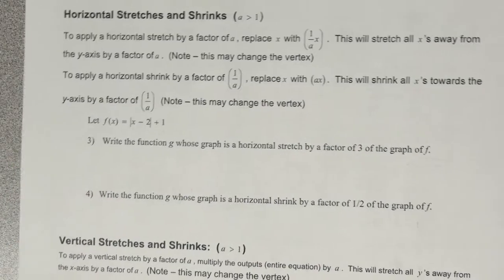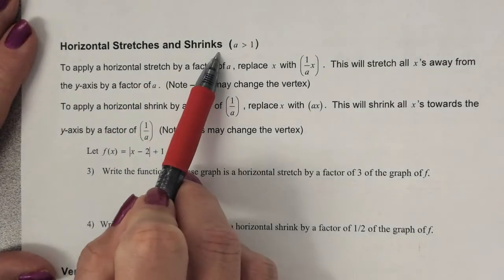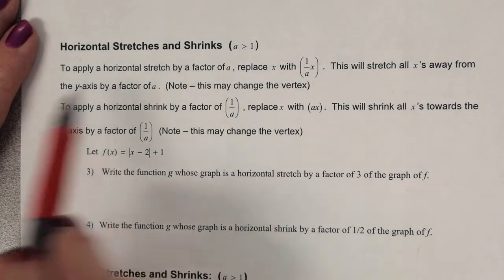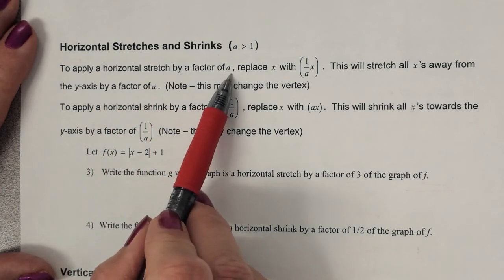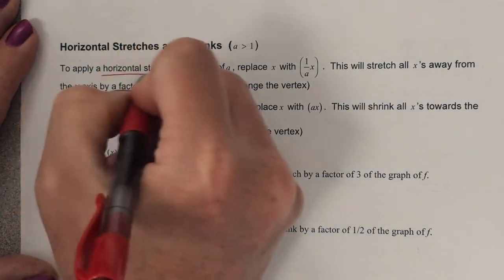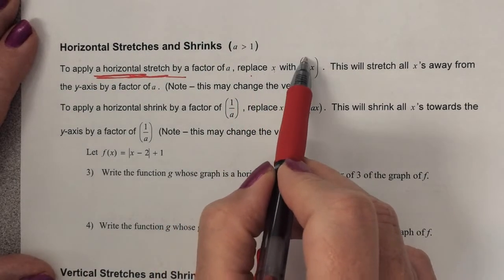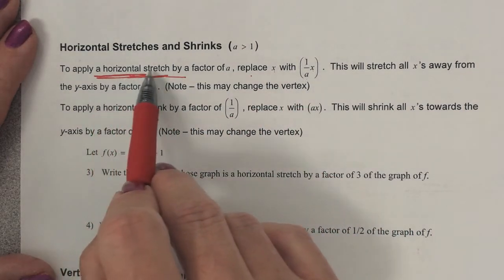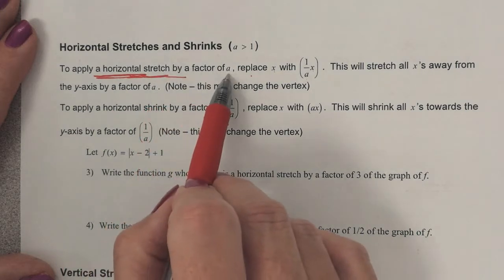Lots to learn today, as you can tell. Okay. Horizontal stretches and shrinks. This works when a is greater than 1. So to apply a horizontal stretch by a factor of a, this is horizontal, we replace the x with 1 over a x. That's weird, isn't it? Let that sink in. To do a horizontal stretch, meaning getting wider by a factor of a.